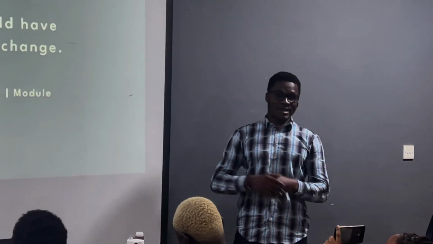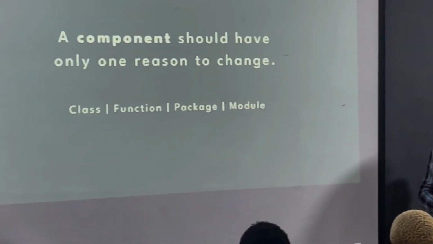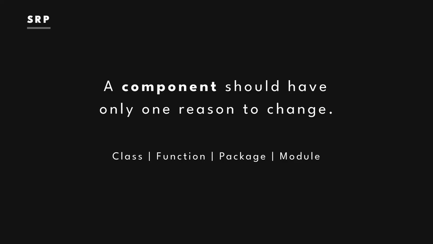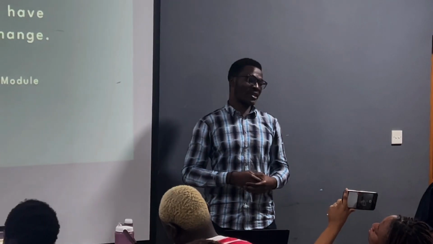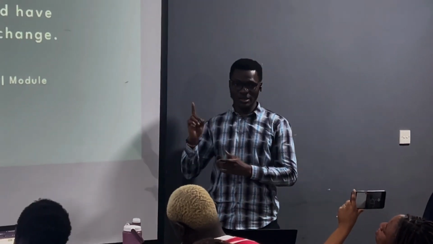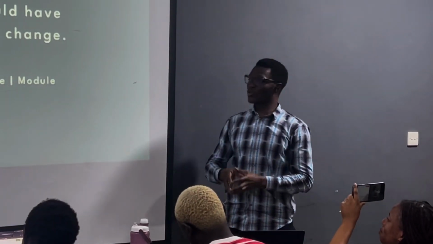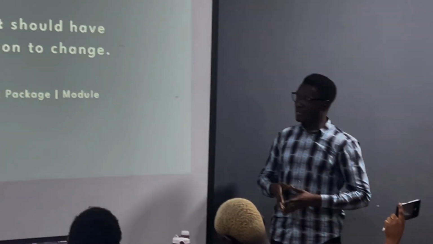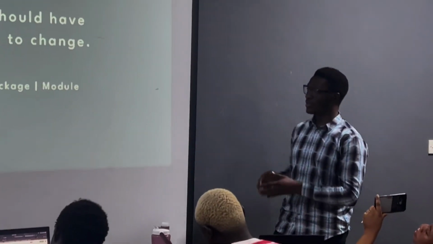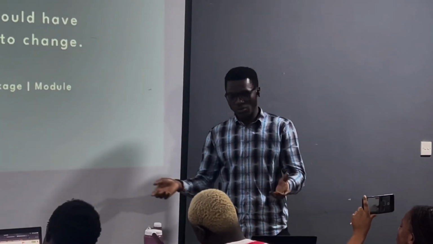Alright, so what is SRP? That is single responsibility principle. The principle states that a component should have only one reason to change. What does that imply? It means that a component should do just one thing. It should have only one function. It should not do more than one thing. And when I refer to components, I mean classes, functions, packages, or even modules.